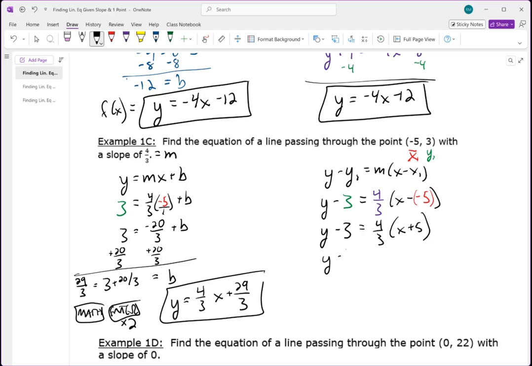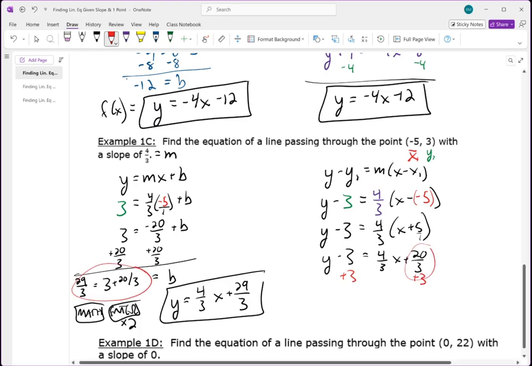Again, you can utilize your calculator to multiply, but I know that 4 times 5 is going to be 20 over 3. And if you look at it, I'm ending up with the same exact arithmetic that I'm doing by adding 3 to both sides. This is exactly what I did on the left here. So I'm going to end up with 4/3 x plus 29 over 3.